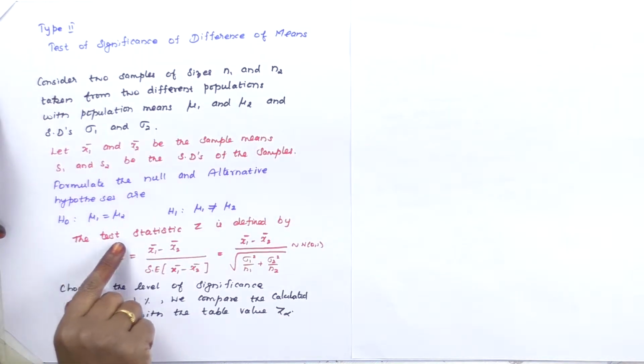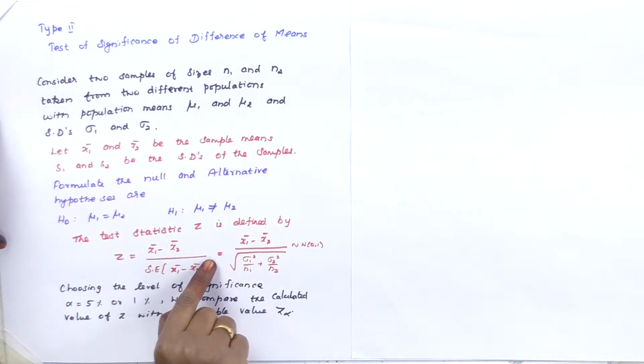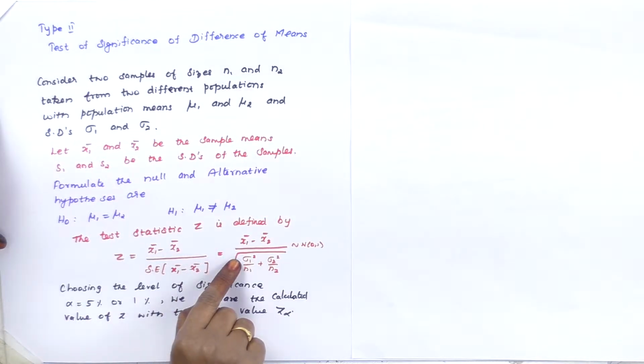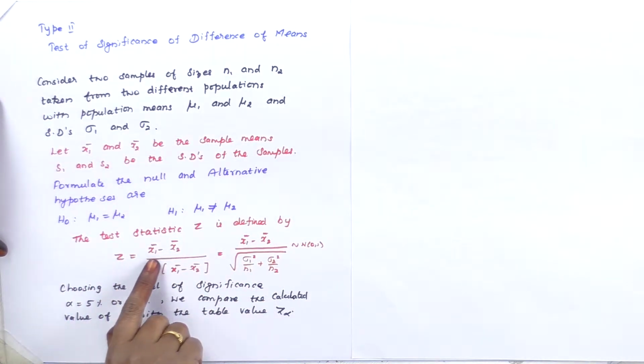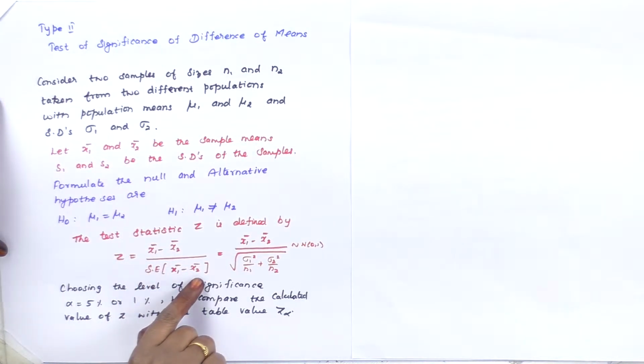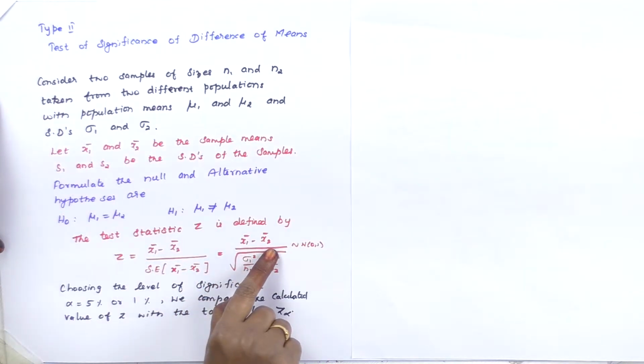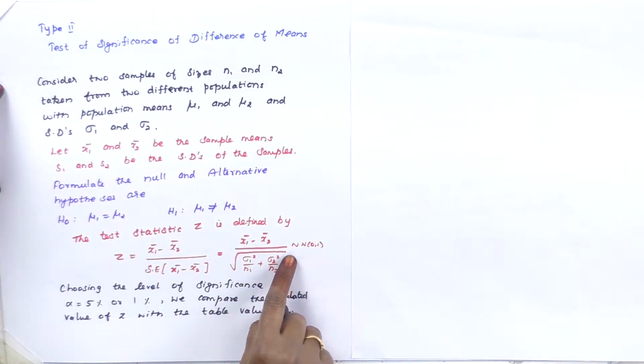H0 is mu1 equal to mu2, that is, the two means are equal, and the alternative hypothesis H1 is mu1 is not equal to mu2. Here the test statistic Z is defined as x1 bar minus x2 bar divided by the standard error of x1 bar minus x2 bar, that is, x1 bar minus x2 bar divided by the square root of sigma 1 square by n1 plus sigma 2 square by n2. This follows the normal distribution with mean 0 and variance 1.